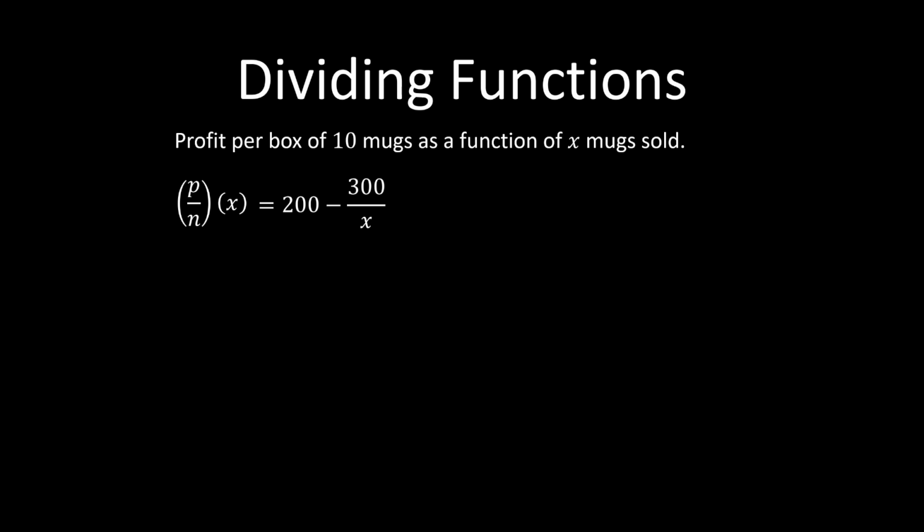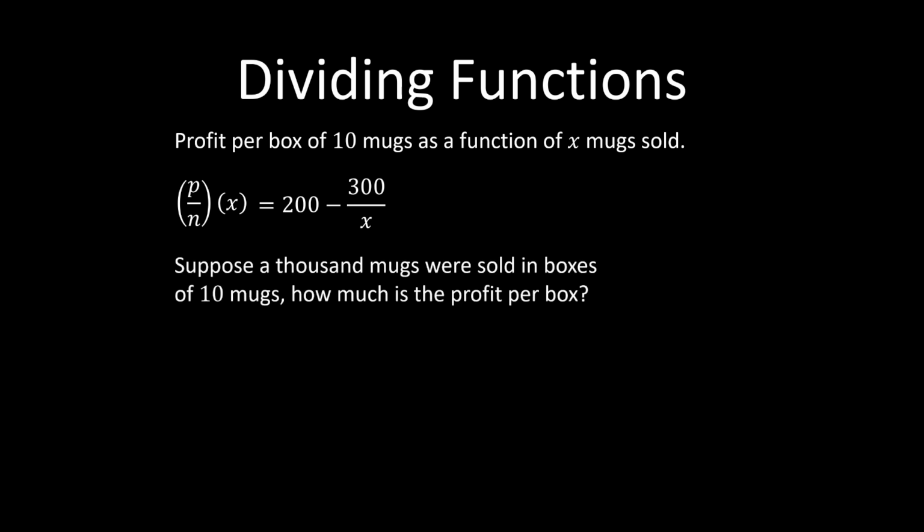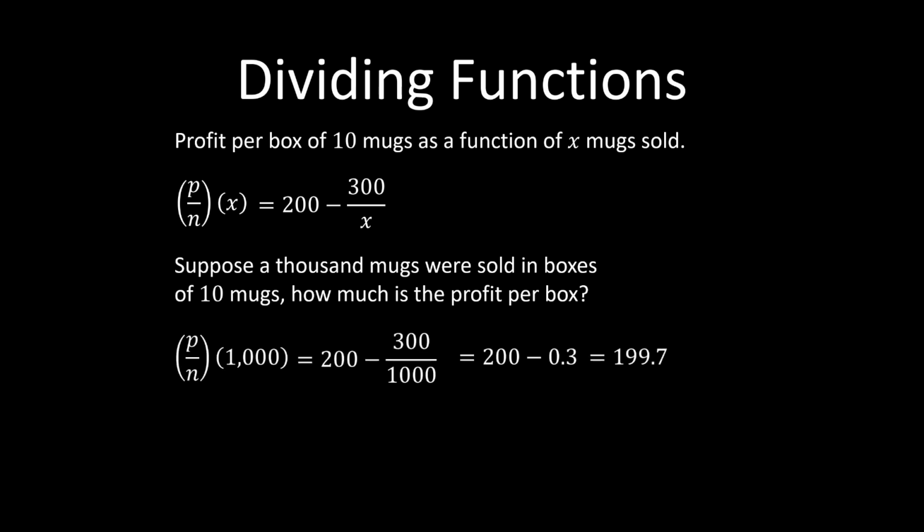A question one may ask: suppose 1,000 mugs were sold in boxes of 10. How much is the profit per box? Letting x equals 1,000, the expression of the quotient gives us 199.7 per box.